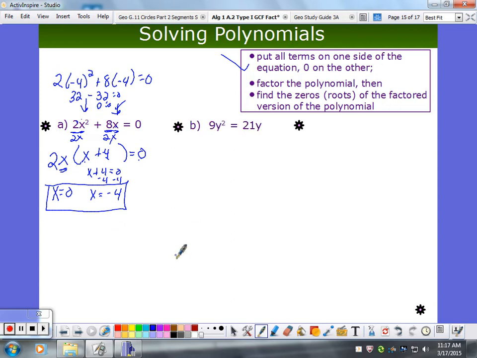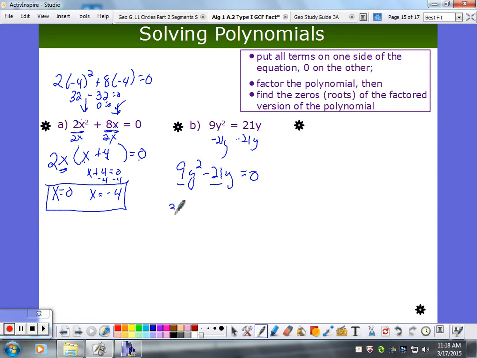Let's try another one. Okay, my first step, it says put all terms on one side, 0 on the other. Am I in that situation? No. So I'm going to subtract the 21y. That's what I mean by put all terms on one side and 0 on the other. I want it to look like that. Then I can use the zero product property. Then it says factor. Okay, 9 and 21. Is there a greatest common factor?